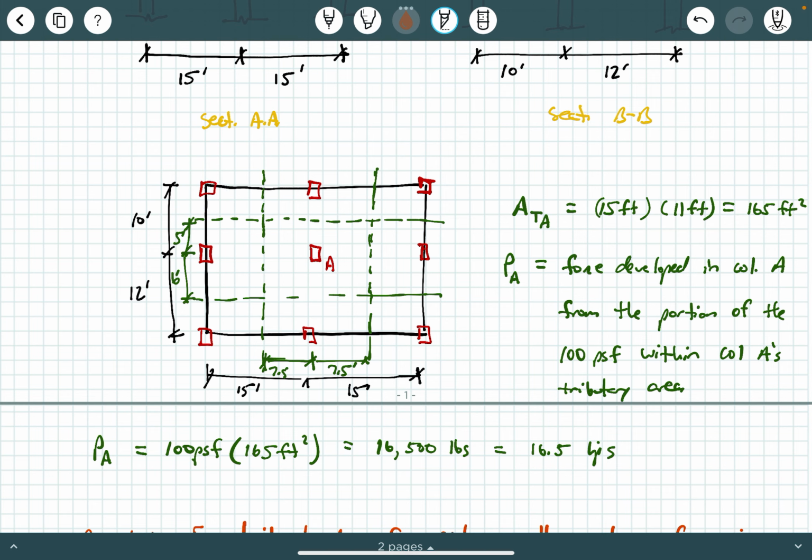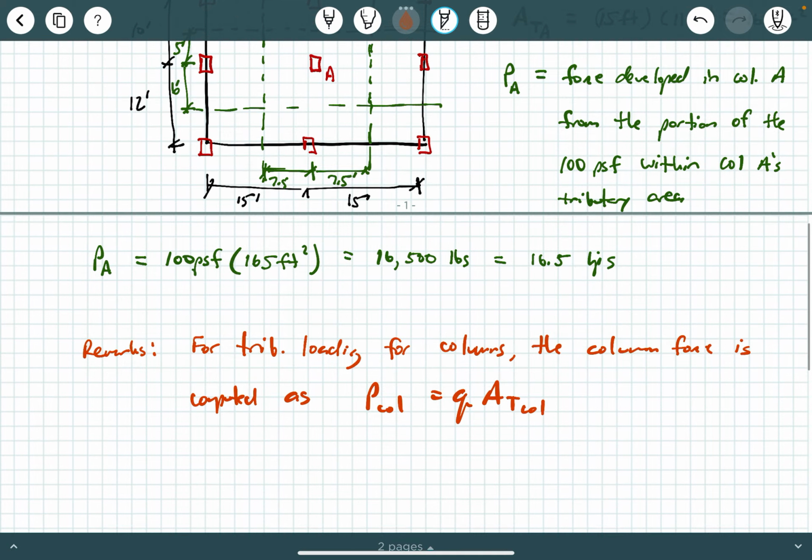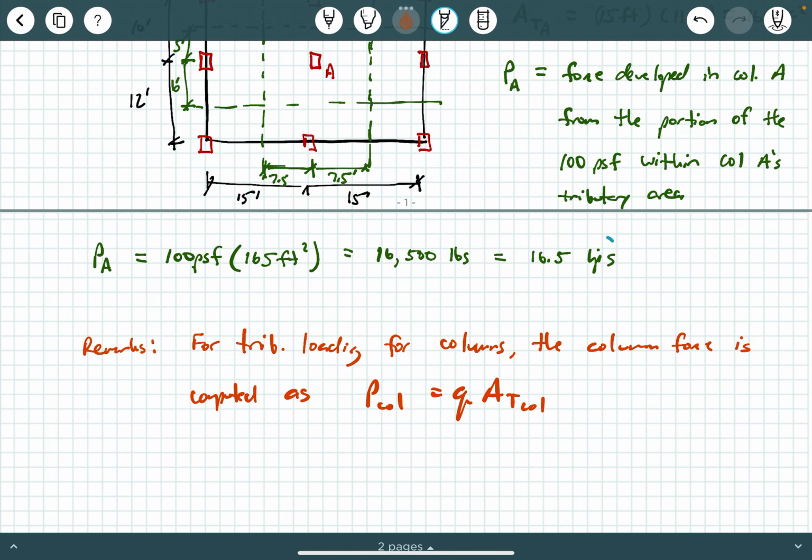What if I wanted this edge column over here? Well, I would say Q, 100 PSF, multiplied by what? This tributary area, right? This tributary area, if I'm interested in this column over here, this right edge column. And how would I get that tributary area here? Well, I would say this 7.5 feet multiplied by this 11 feet. Okay, so you could get the equivalent loading in all of these columns if we wanted to. But again, this problem just looked for the loading in column A. Okay, so that's going to conclude this example. The answer is 16.5 kips.